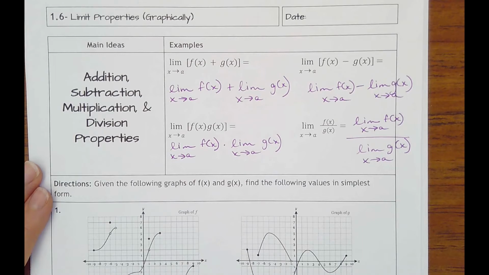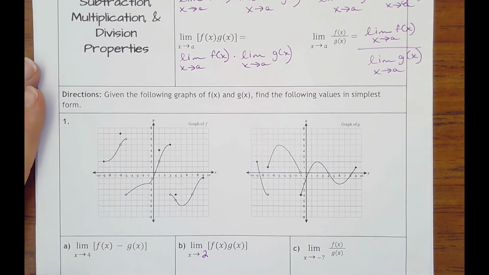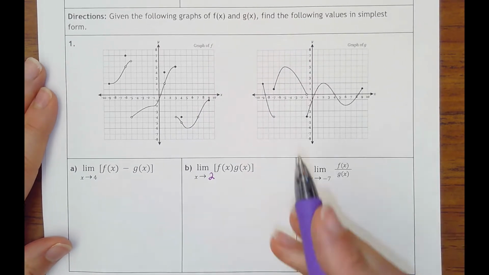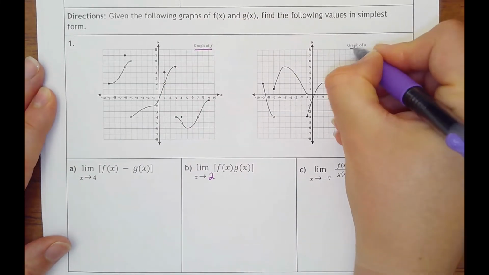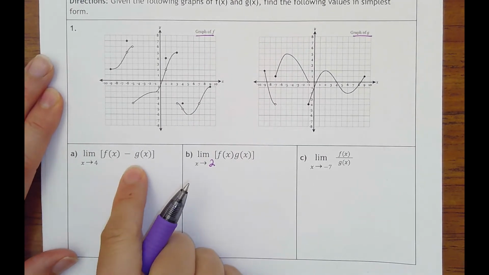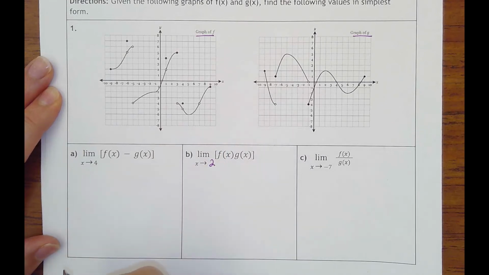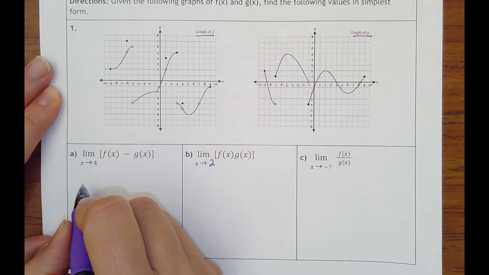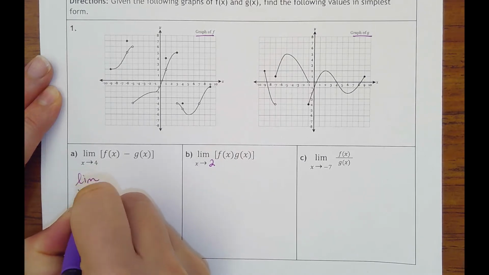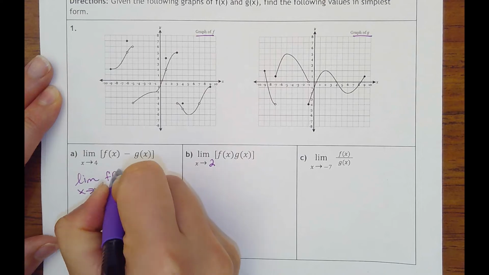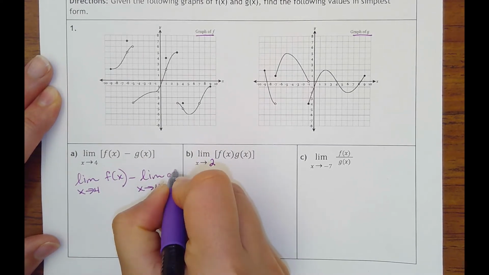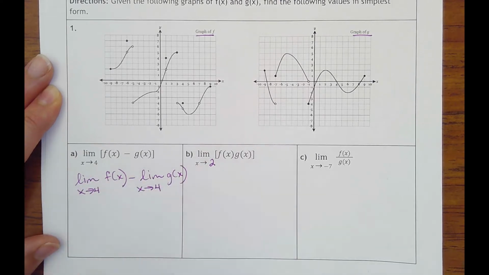Kind of reminds me of the properties of logs when we expanded and condensed them. But let's try it on some actual graphs. So here we've got the graph of f, and this is g. On part A, it says find the limit as x approaches 4 of f of x minus g of x. This is so simple, it's almost a waste of time, but this is what they want us to do, is write out the limit as x approaches 4 of f of x minus the limit as x approaches 4 of g of x. So we should get a value for each piece, and then we'll subtract.